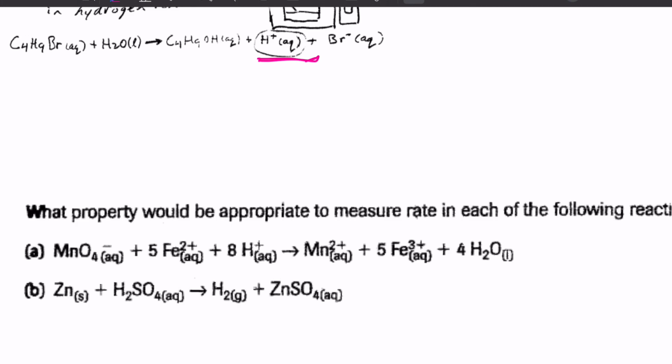We see here that H+ ions are being used up. So maybe one option is you could measure the change in pH. As time goes on, this reaction will become less acidic.